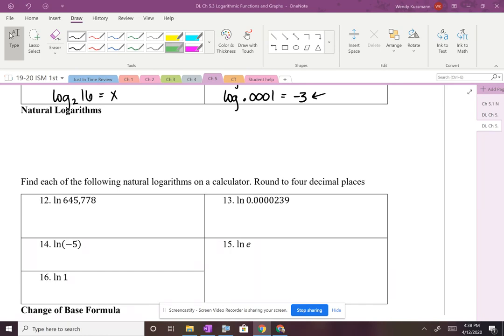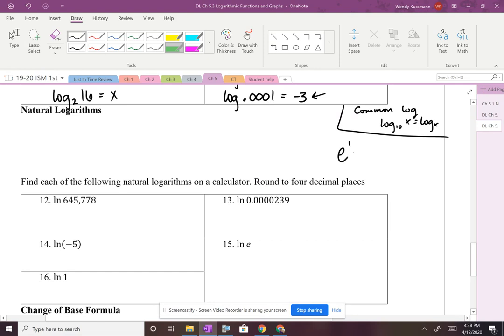One of them was the common logarithm, right? And that was log base 10 of x, which they just wrote log of x. Now, last section, we talked about Euler's number e. Euler's number, remember, e to the first power is 2.71828182884.